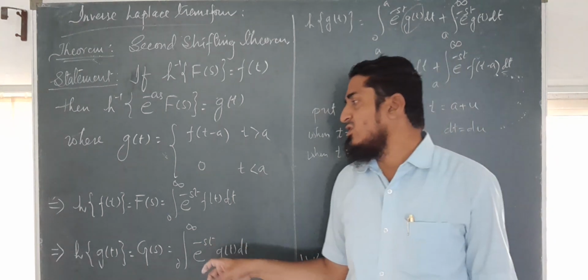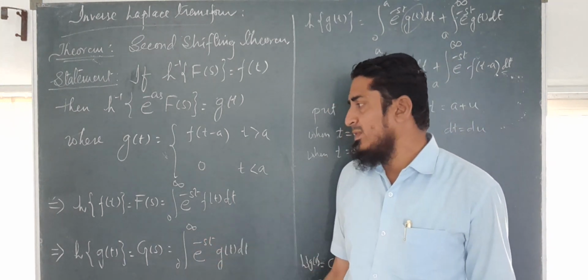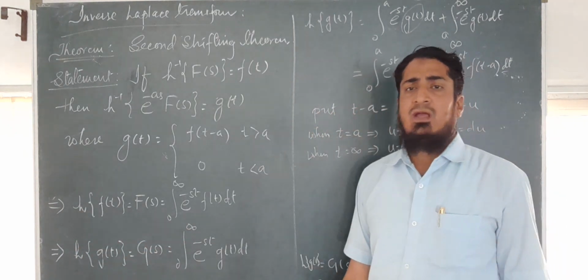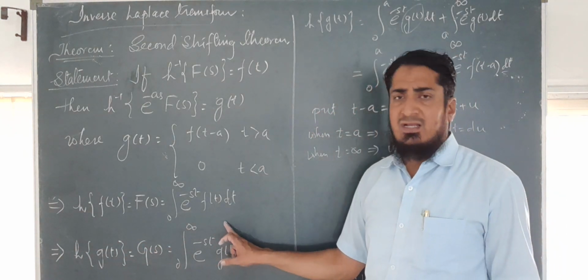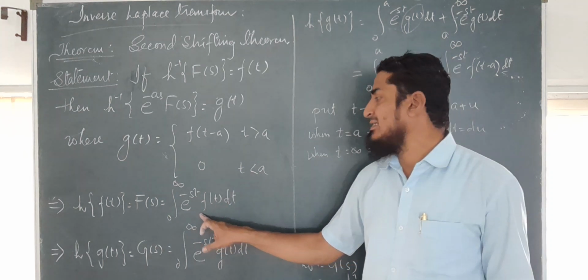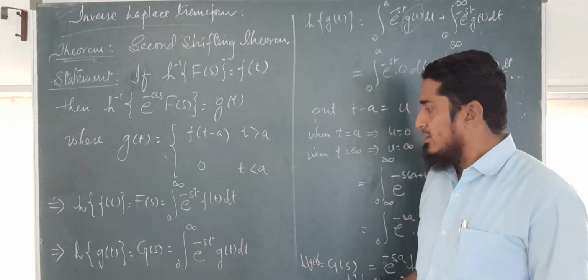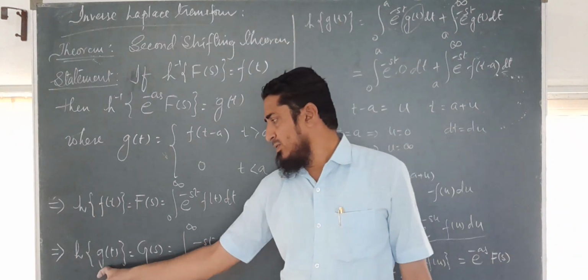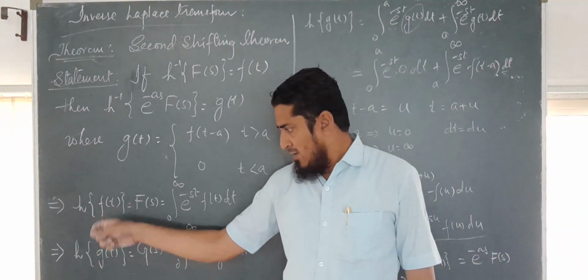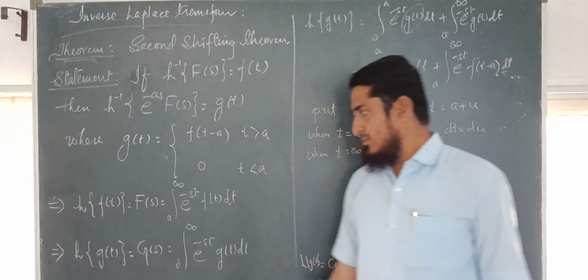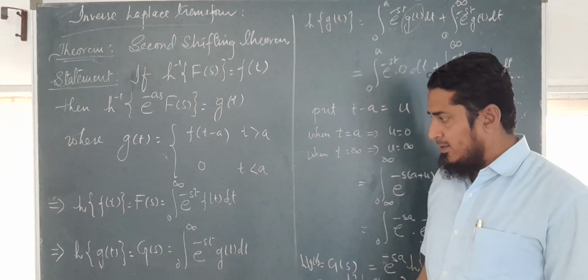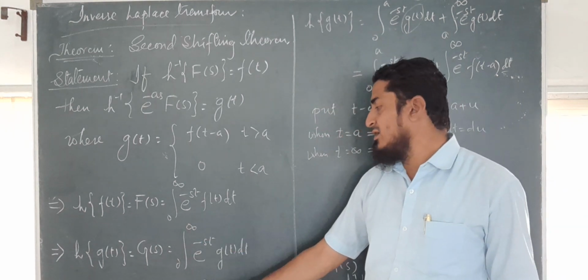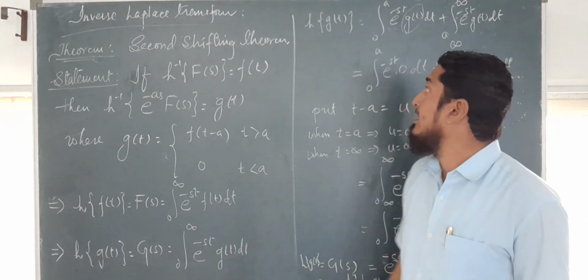By using the definition of Laplace transform, that the Laplace transform of f of t is equal to f of s, which is equal to the integration of 0 to infinity e raised to minus st f of t dt, we are finding the Laplace transform of g of t. So we have replaced f of t by g of t. So the Laplace transform of g of t is equal to g of s is equal to integration from 0 to infinity e raised to minus st g of t dt.